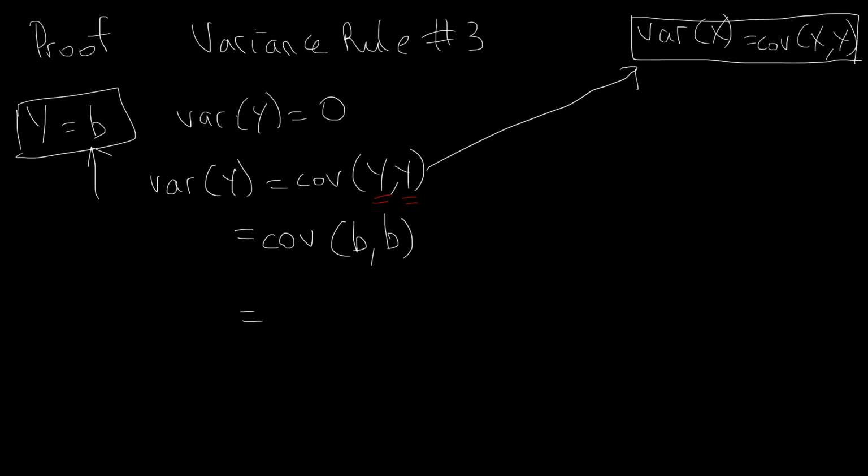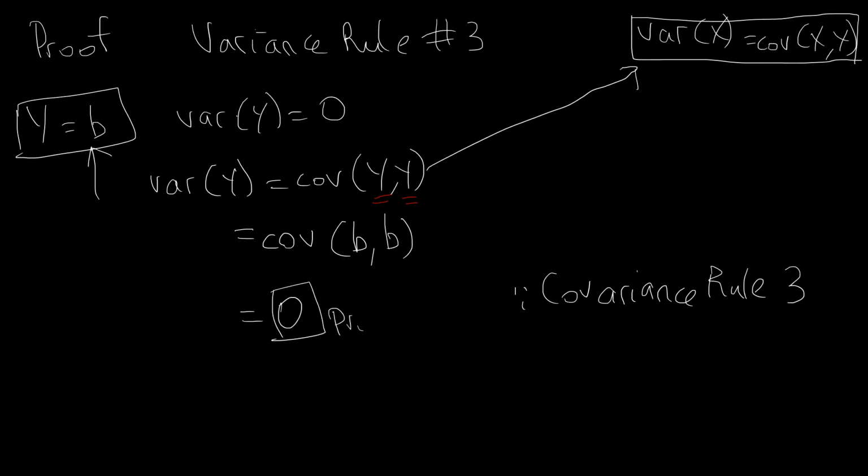And now, using covariance rule number 3, if you're not familiar with that, you can watch the other videos for the covariance rules. So using covariance rule number 3, we can simply conclude that this is equal to 0. Therefore, we've proven that variance of y when y is equal to a constant is equal to 0.